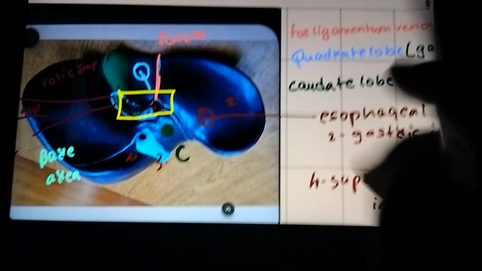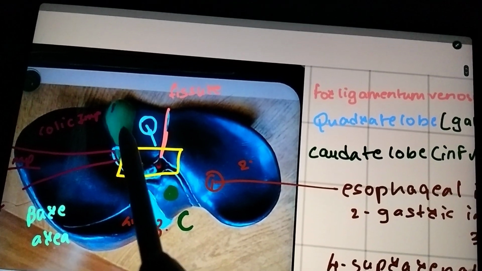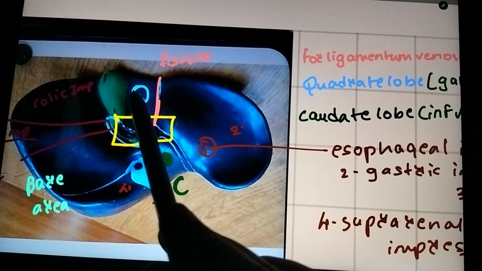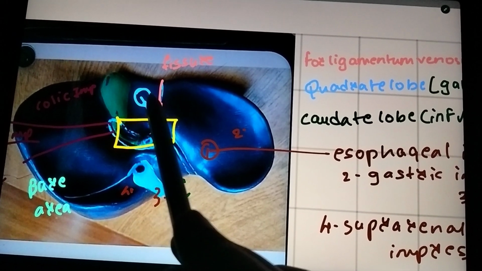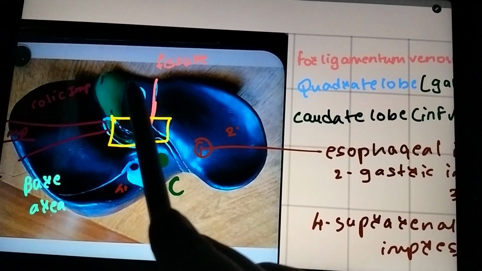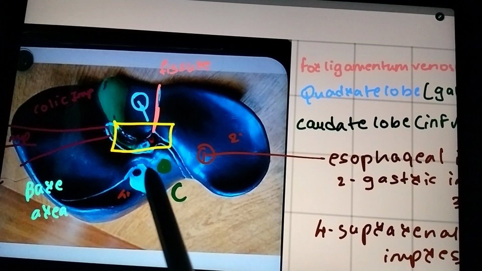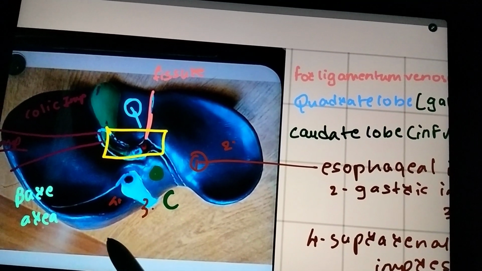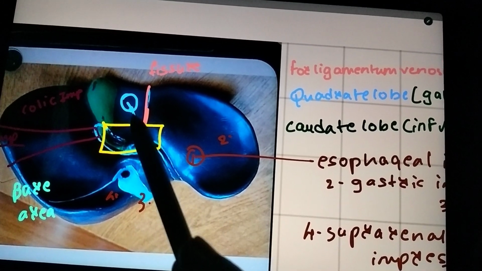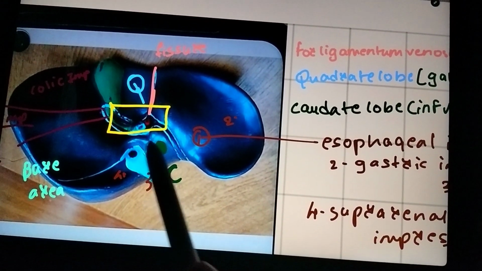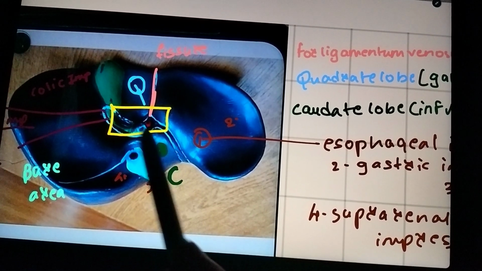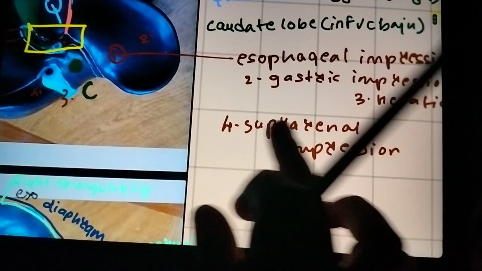Now in this diagram you can see this is the gallbladder. Nearby the gallbladder you have the quadrate lobe, and opposite to that you have the caudate lobe. This one right here. Gallbladder, quadrate lobe, caudate lobe. This is the porta hepatis.